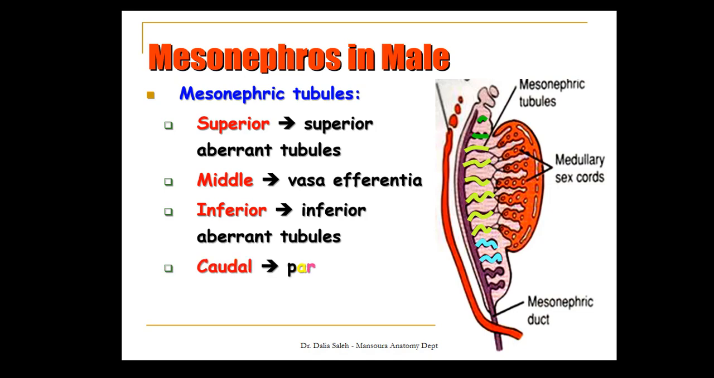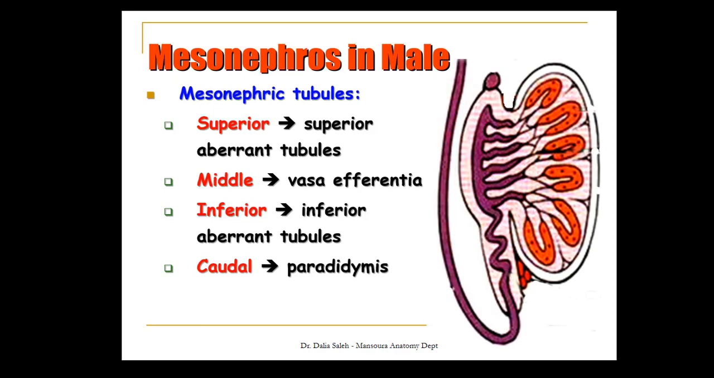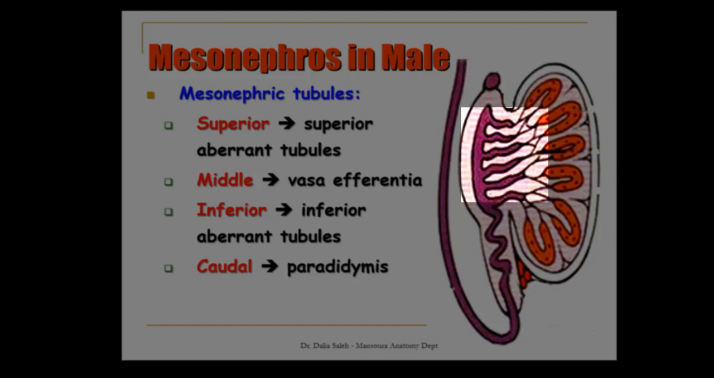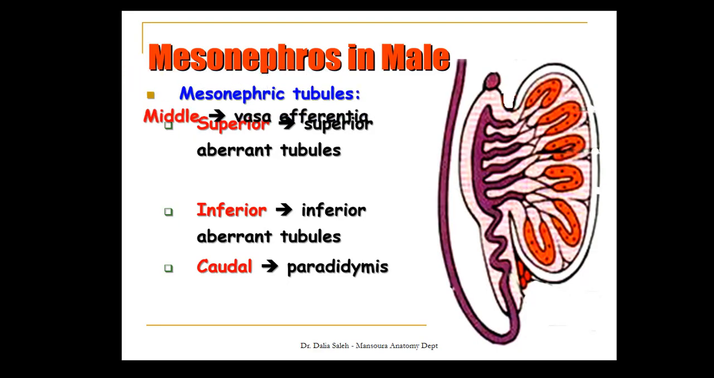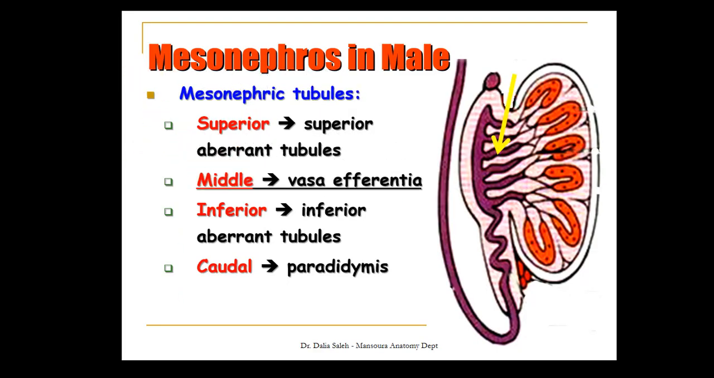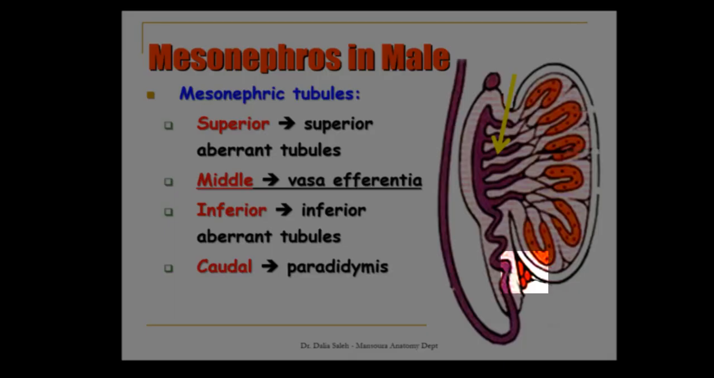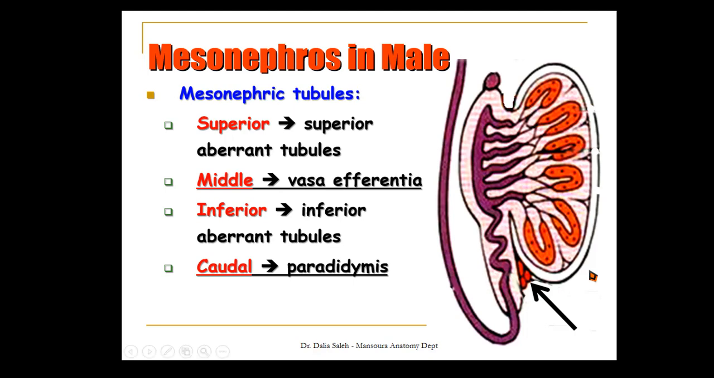And the caudal ones, caudal to the inferior mesonephric tubules, will form a rudimentary structure called the paradidymis. So from this diagram, you can see that the only ones that persist and are functioning are the middle mesonephric tubules, where they lie opposite to the developing testes, and they will form the vasa efferentia. Also, the other part of the mesonephric tubules that will persist and form a structure you can see in the adult are the caudal ones, which form the paradidymis. The superior aberrant tubules and the inferior aberrant tubules will eventually degenerate.